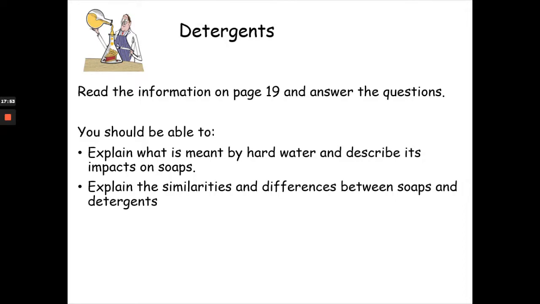Don't get too bogged down in the details of detergents. Just focus on answering the questions and making sure you know what's meant by hard water and the differences between soaps and detergents. You could spend ages researching detergents and their different structures and how they're made, but you don't need to know a lot of detail about detergents. So like I say, try not to get too bogged down in it.